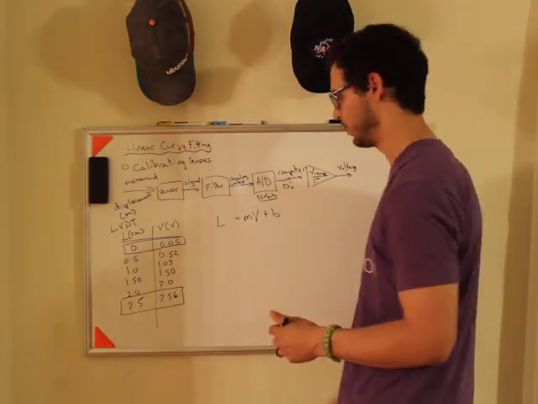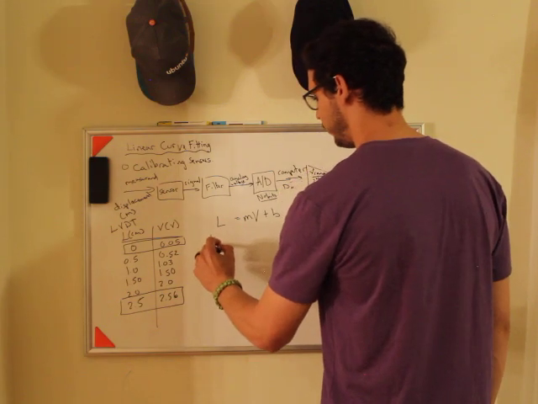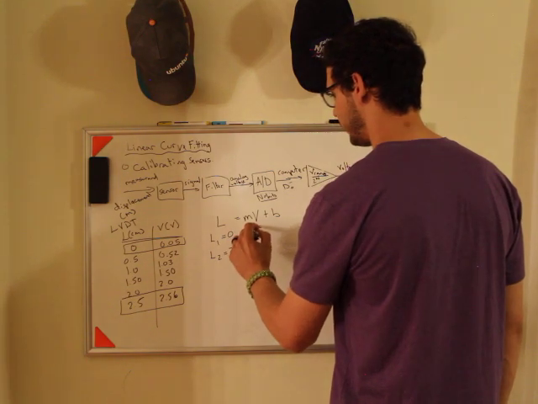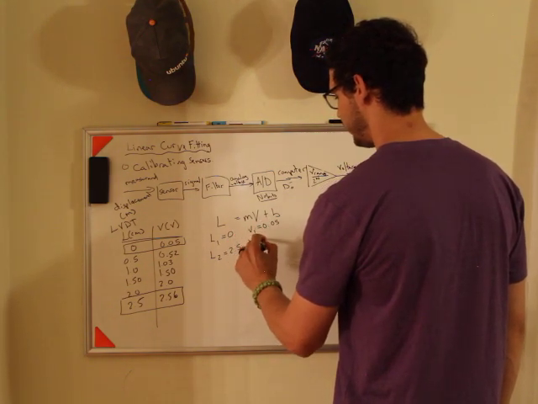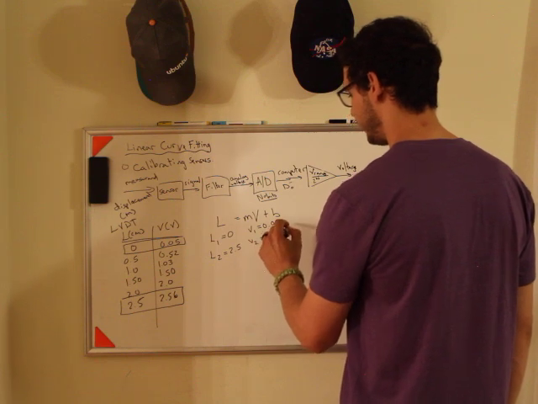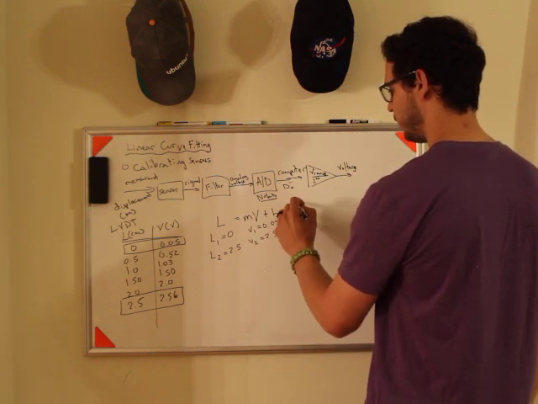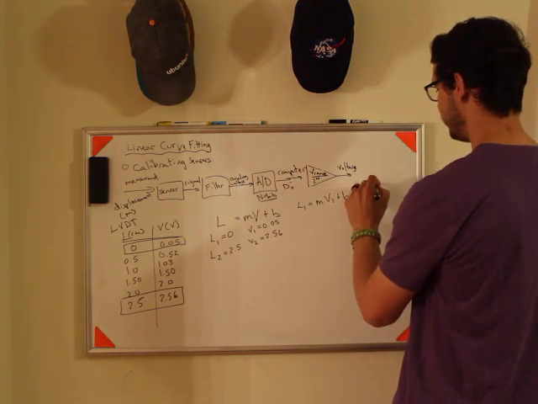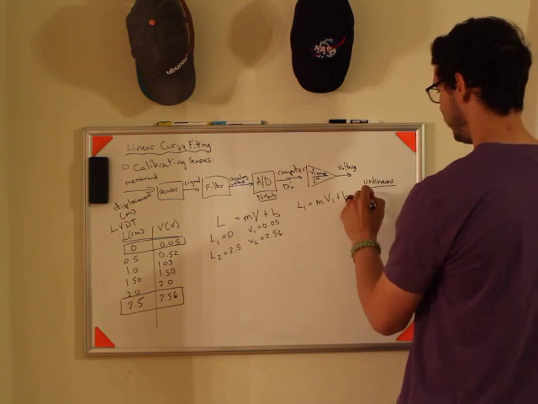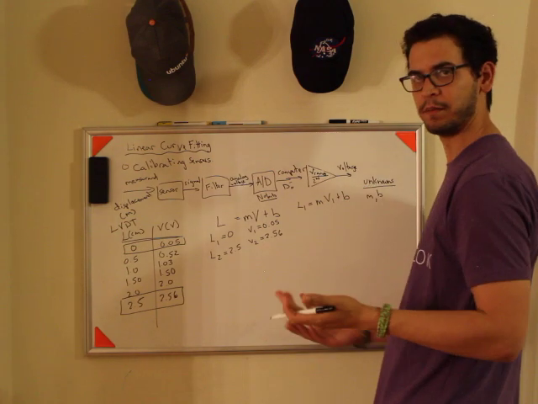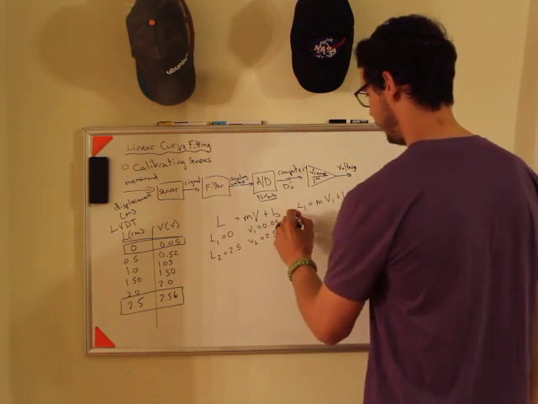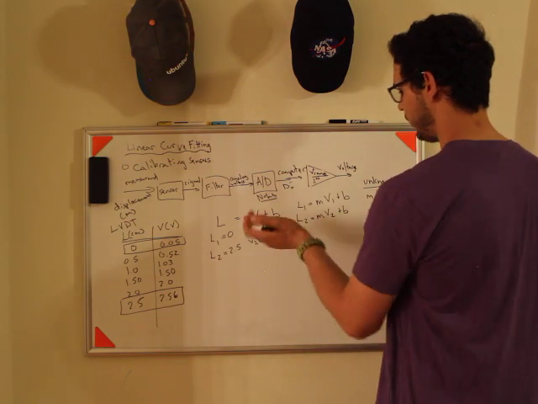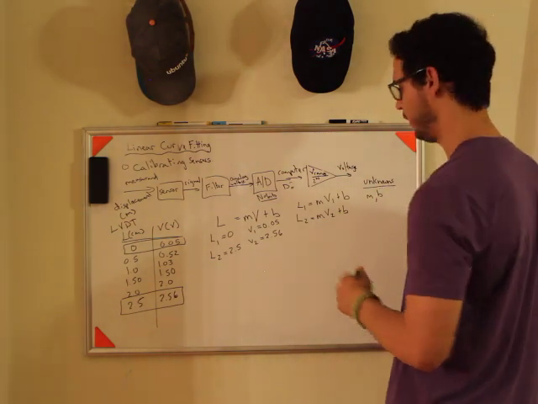And you would create 2 equations, okay? So you would say L1 equals 0, L2 is 2.5, V1 was 0.05, V2 was 2.56. Then you would create 2 equations: L1 equals M V1 plus B. My unknowns are M and B, right? Slope and intercept. And L2 was M V2 plus B. And then you could just solve this for one or the other, right?